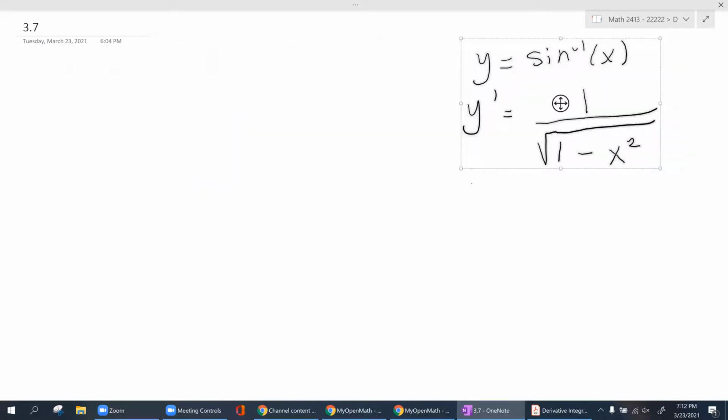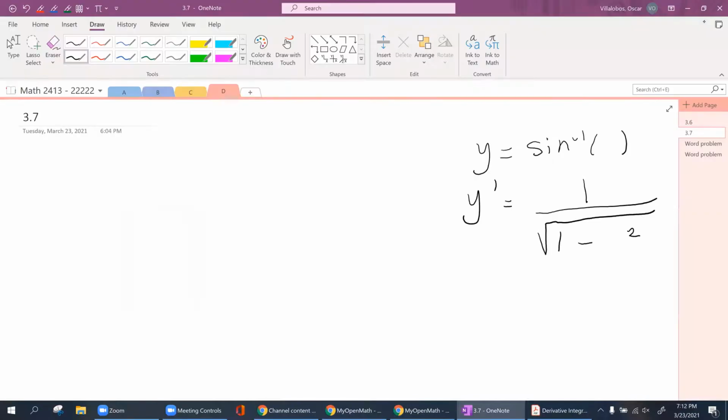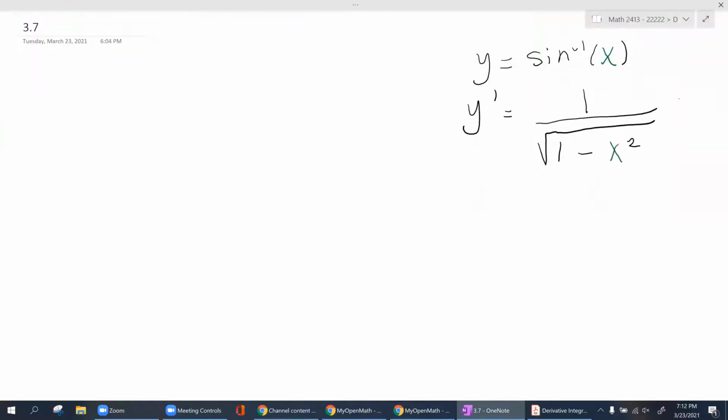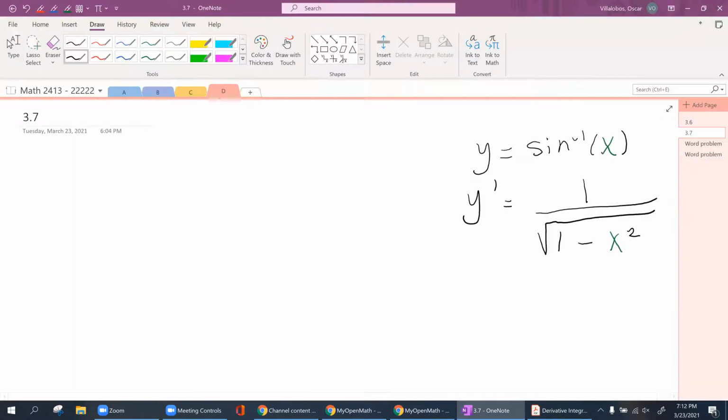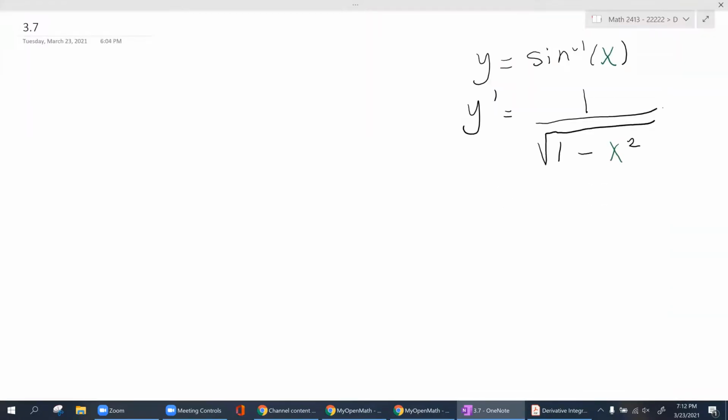And you know what? Let me color code something here. Let me write this x in green and that x in green so you can not forget that it's everything on the inside. It's not just x. So let's get started.